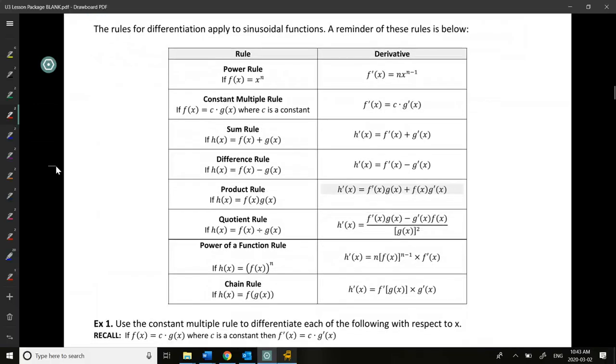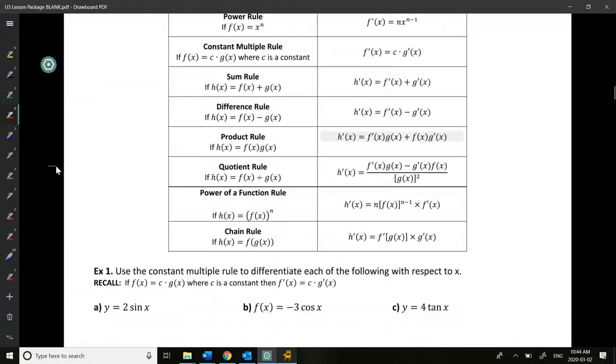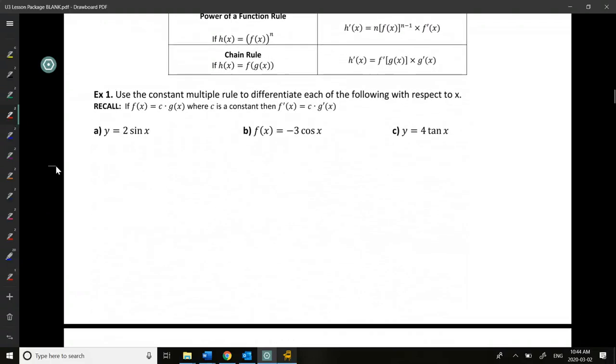Okay, we're going to focus in on a few of our previous differentiation rules today. We're going to look at the constant multiple rule and the sum and difference rules, just to ease our way into it. So the constant multiple rule basically just says if you have a constant multiple in front of something, keep the constant multiple.